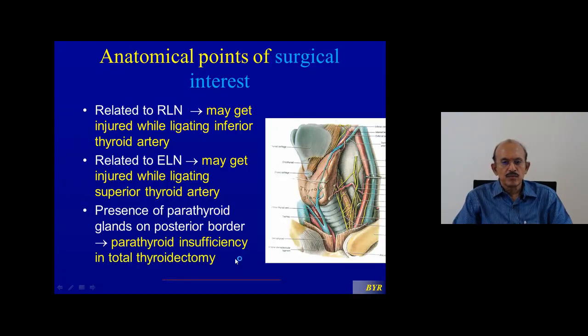Presence of parathyroid glands on the posterior border, so there may be parathyroid insufficiency in total thyroidectomy. Actually, the parathyroid glands are embedded in the capsule of thyroid gland. So when you remove the whole thyroid gland, both lobes, then all the four parathyroid glands also get removed, and that may produce parathyroid insufficiency. That's why you must always take special precaution to dissect these parathyroid glands away from the lobe and keep it aside.